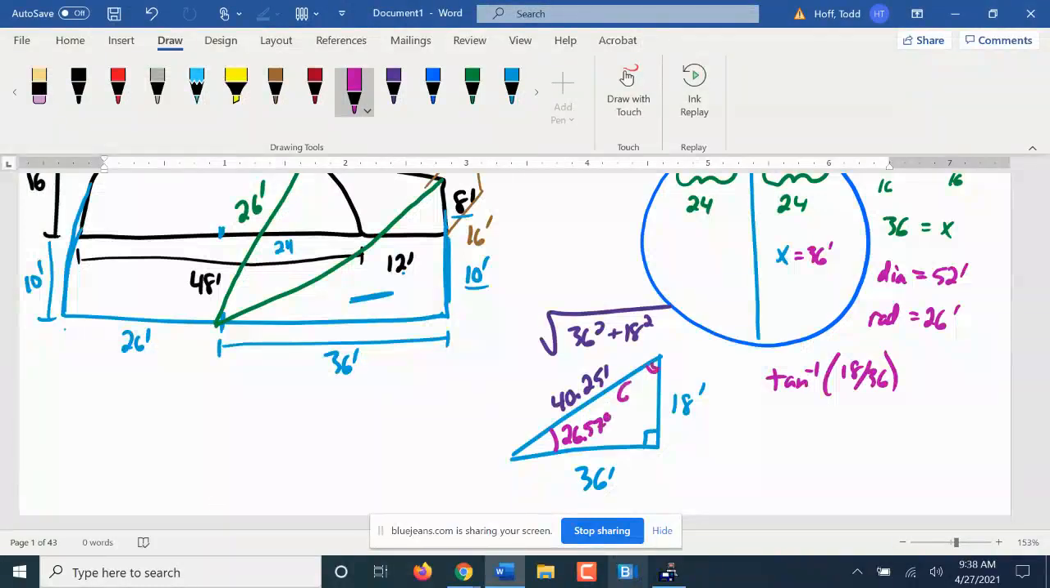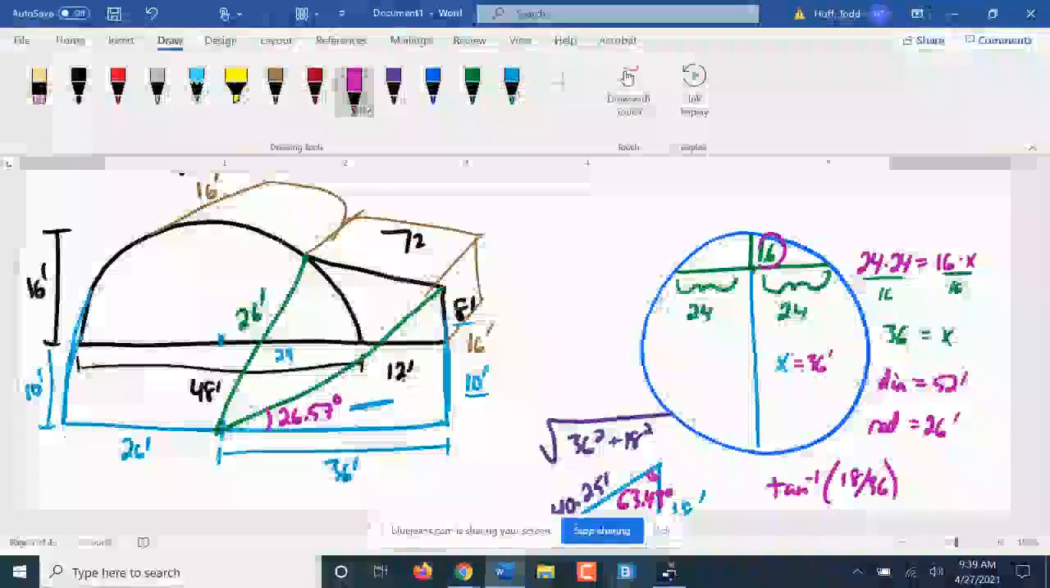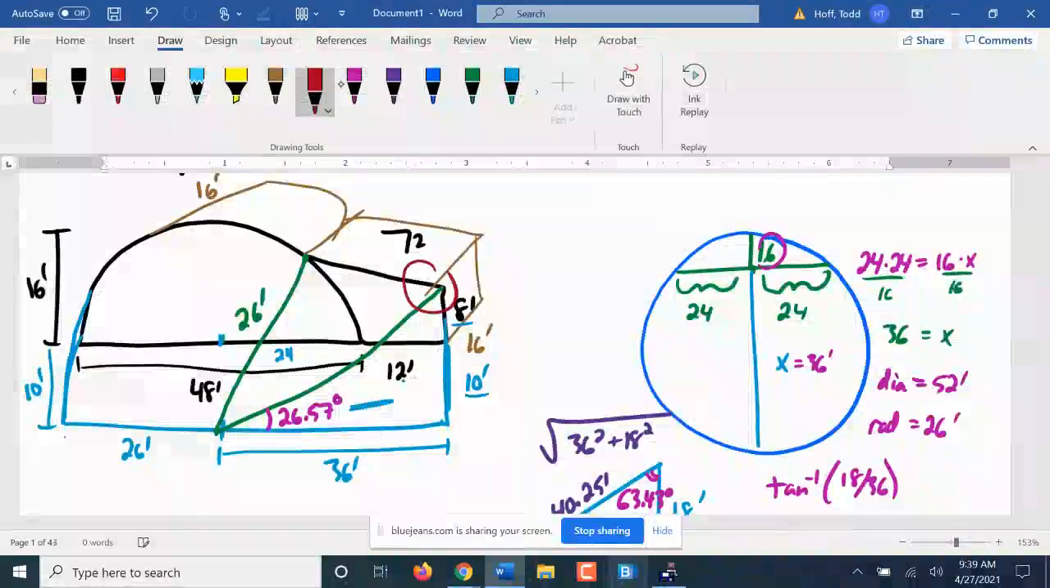Which makes this up here 63.43 degrees, because we got 90 degrees here, those have to add up to 180. The 26.57 is going to go here, up top here, this corner.